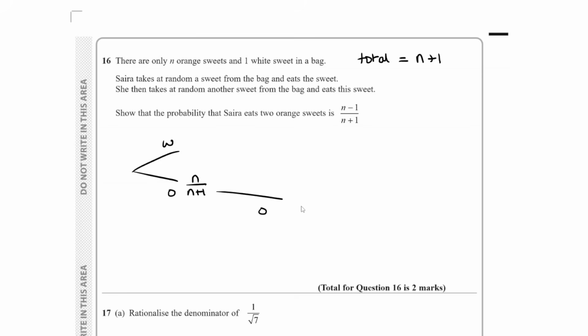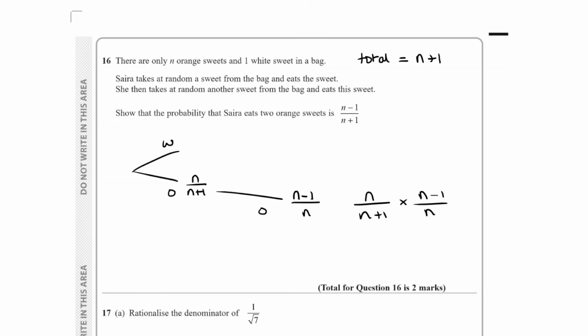Now, it does then change for the second one though, because do you see how they've said that she takes a sweet the first time, she eats it, so she can't replace it. She's not replaced it. So the second time that she tries to get a sweet from the bag, there are no longer n orange sweets because she's already eaten one. So it'd be n-1. And there's no longer n+1 sweets in the bag. Technically n+1 minus 1, isn't it? Which is just n. And then with probability trees, we always multiply across the branches, don't we? So effectively what I'm going to do is n over n+1 multiplied by n-1 over n.